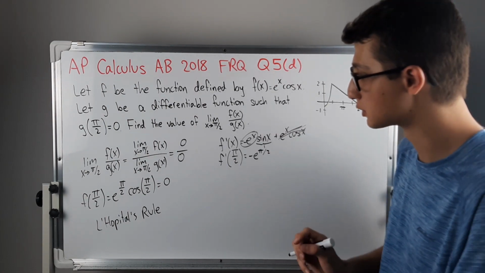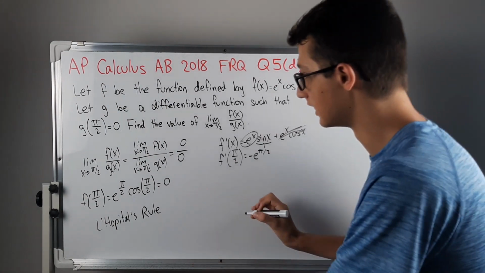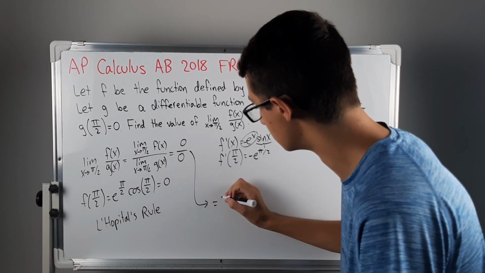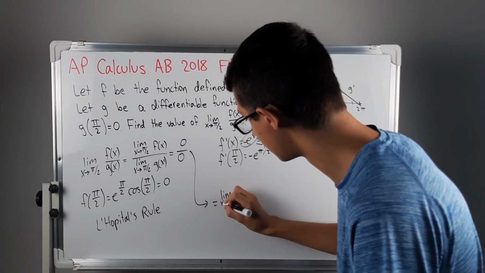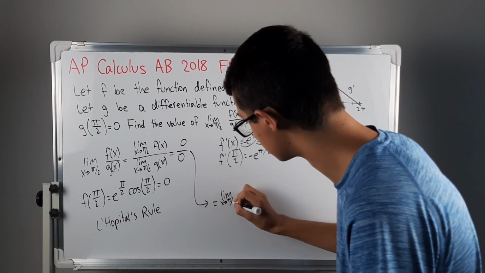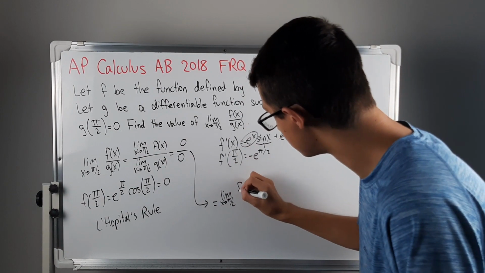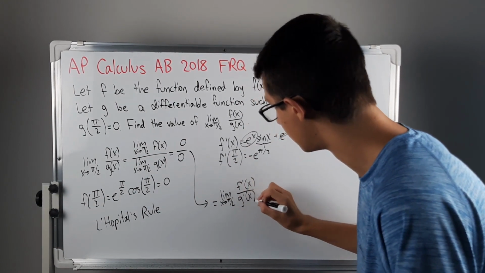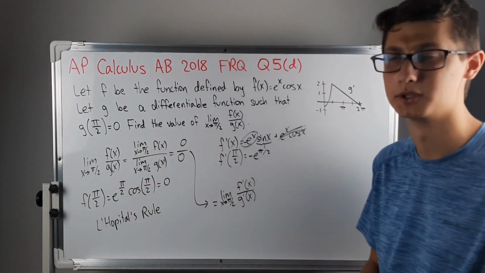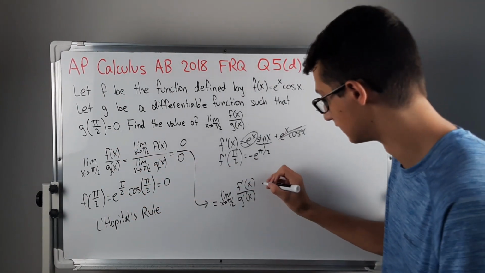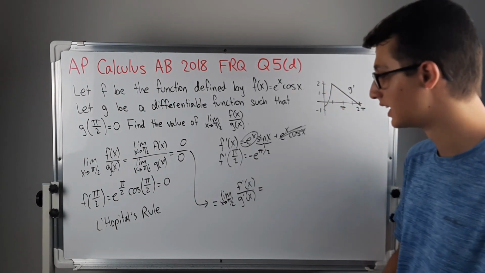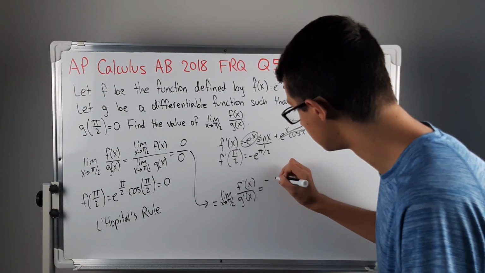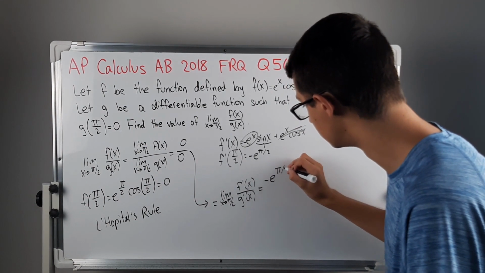So if we're trying to compute L'Hopital's rule, then that tells us that this is going to be equal to the limit as x approaches pi over 2 of f prime of x over g prime of x. And again, I could just turn this into the quotient like I did here. It's not totally necessary, we can just skip that. So f prime, we just found to be negative e to the pi over 2.